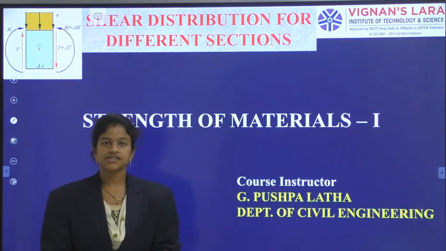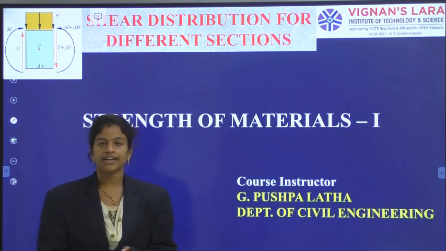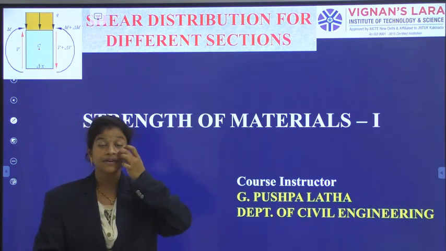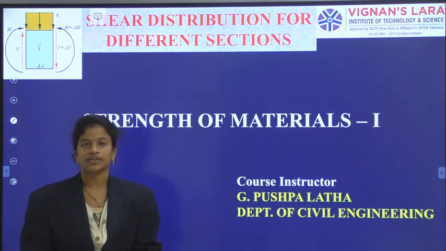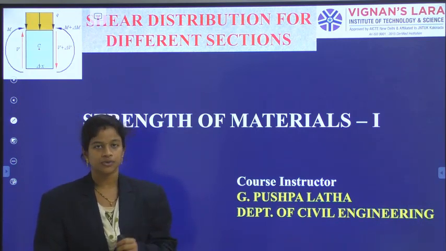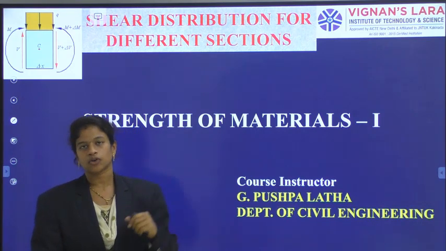In the previous classes we have given the shear stress distribution for the sections. We have already done the rectangular section and circular section, and there we mentioned that for the I section we will go into a numerical. So for the I section we are going to generate a shear stress distribution diagram across the depth of the beam.